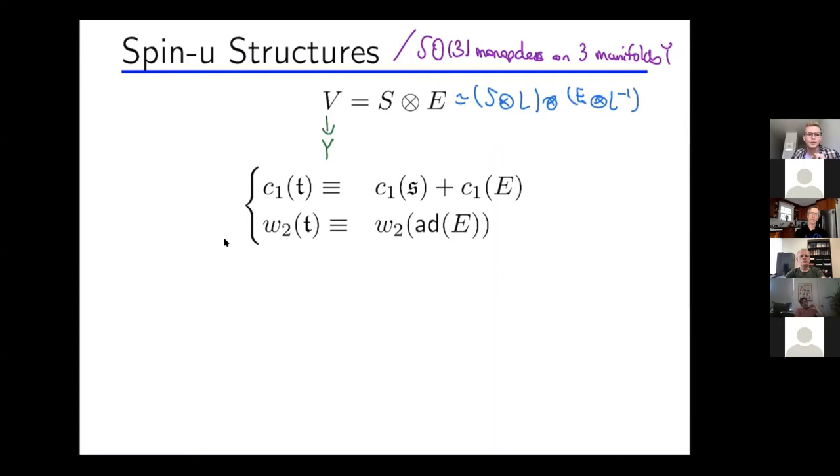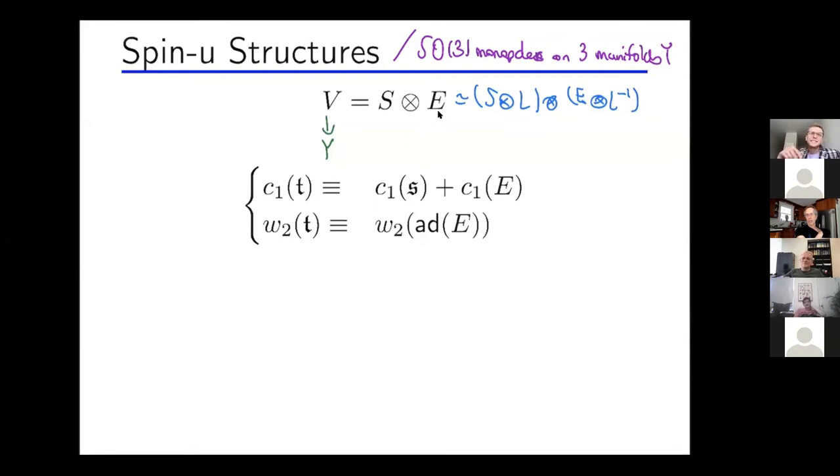For the Seiberg-Witten equations, you need a spin C structure. For writing the SO(3) monopole equations on a 3-manifold, you need a spin U structure. Concretely, one way, which is not the most intrinsic way to define them, is to think of a spin U structure as represented by a bundle which you take as a tensor product of a spinor bundle S corresponding to a spin C structure, like the ones you would use to write the Seiberg-Witten equations, and a U(2) bundle E, the bundle you would use to define instanton Floer homology on your 3-manifold. You tensor them, and that's a representative for a spin U structure.